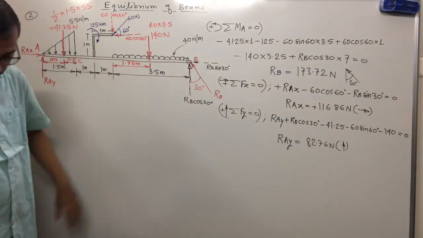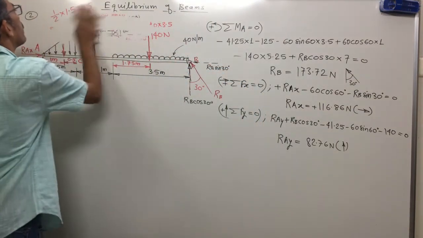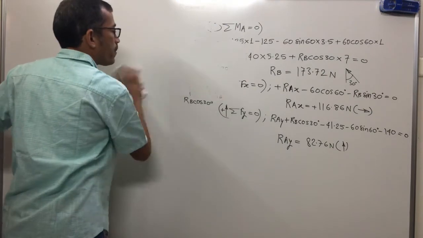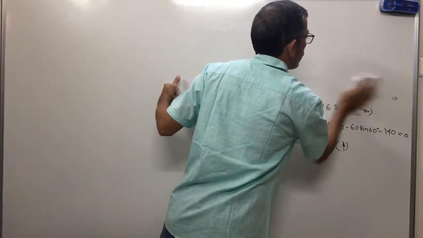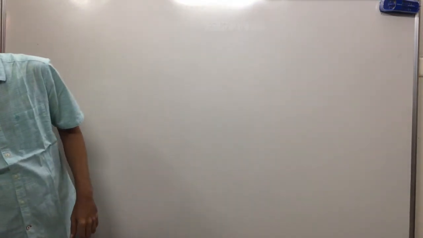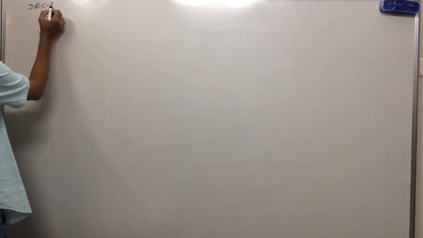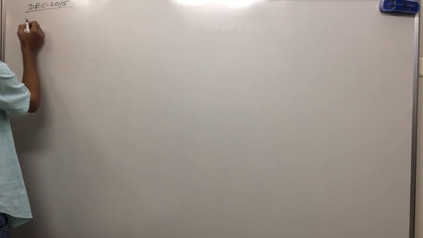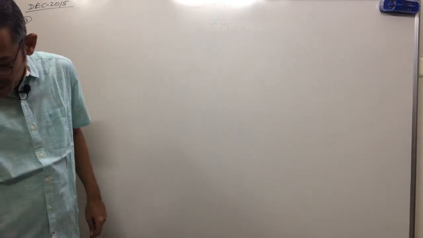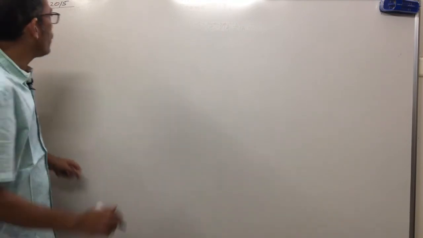Okay, let's try one more problem. Next problem. This problem is from the December 15 exam. This is our third problem. In this problem, what is given? One bar having what length? Let me check. 3 plus 2, 5, 5 plus 3, 8, 8 plus 4, 12 meter.